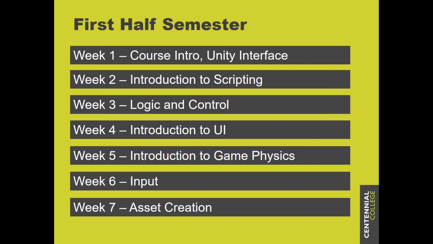Afterwards, in week 3, we're going to move into logic and control structures. So we'll talk about the idea of if statements and loops and what have you. In week 4, we're going to move into the introduction to the UI system within Unity, and we'll talk about building ourselves UI interfaces. Week 5 is an introduction to game physics. So we'll take a look at the different physics options within Unity. Week 6, we'll talk about input. So that's particularly player input. Week 7 is going to be the creation of assets. So we're going to start to put together some of the ideas that you have learned in the first 6 weeks to actually build ourselves game assets of some kind.